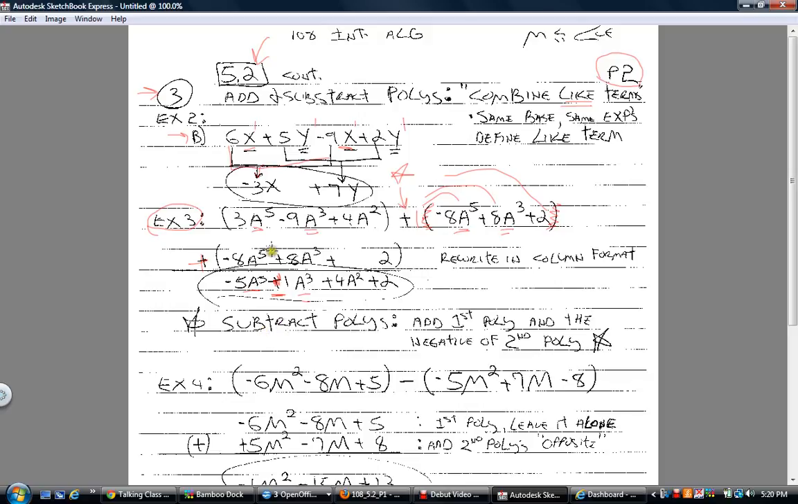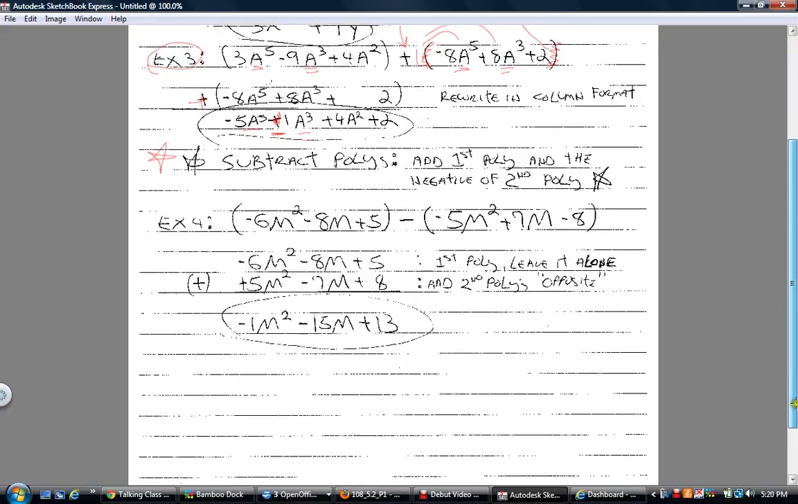Now, here's the one that you got to remember. When you do subtraction, you've got an extra step, and it's no different than when you're subtracting numbers. You need to convert them into addition. There's a couple ways to look at this. With subtraction, add the first polynomial and the negative or opposite of the second polynomial. Add them both together. Now here's what I mean. Here's an example 4 here. Let's move the screen down a little bit, and let's focus on this a tad.